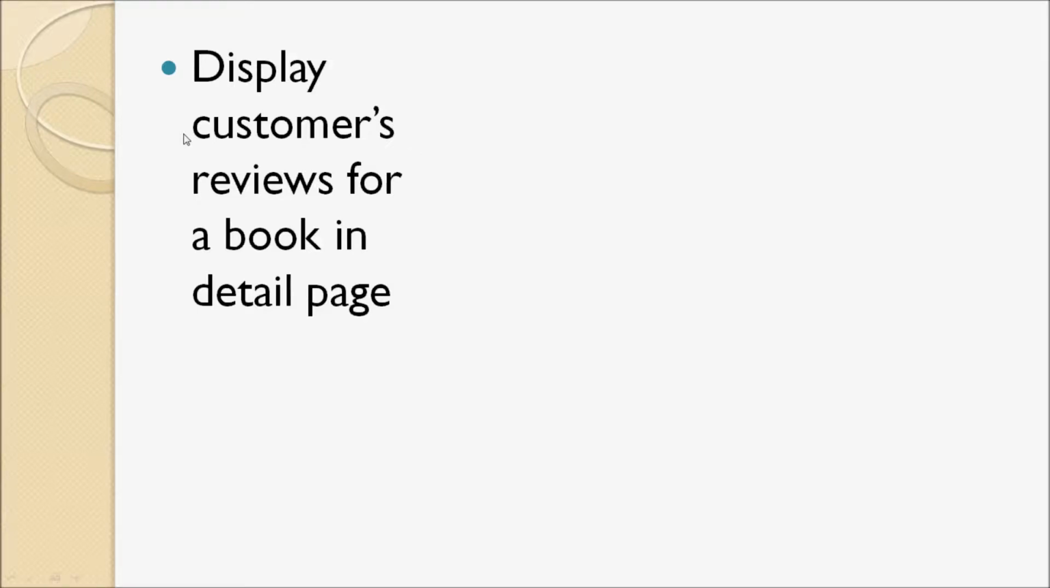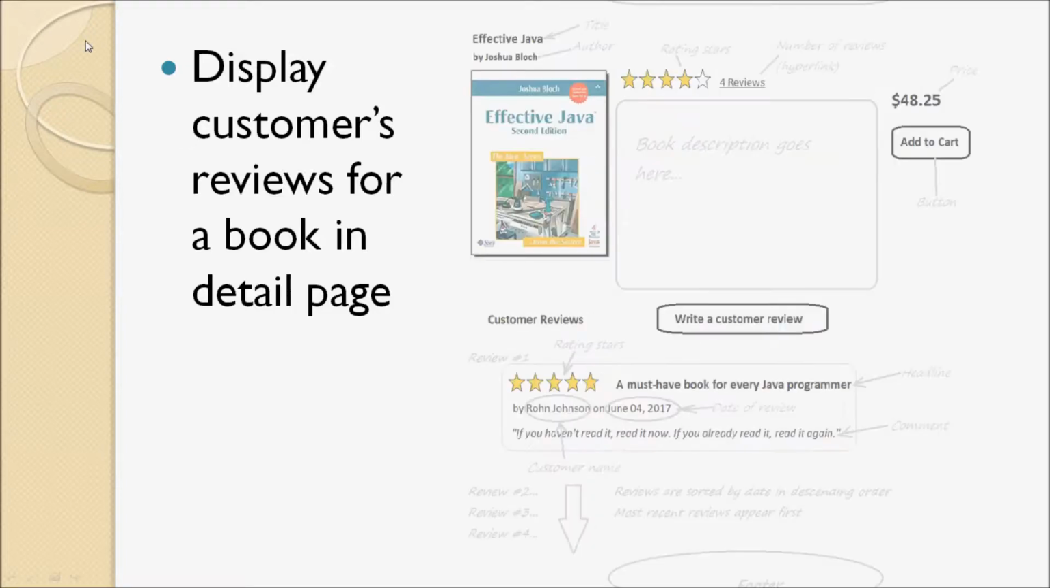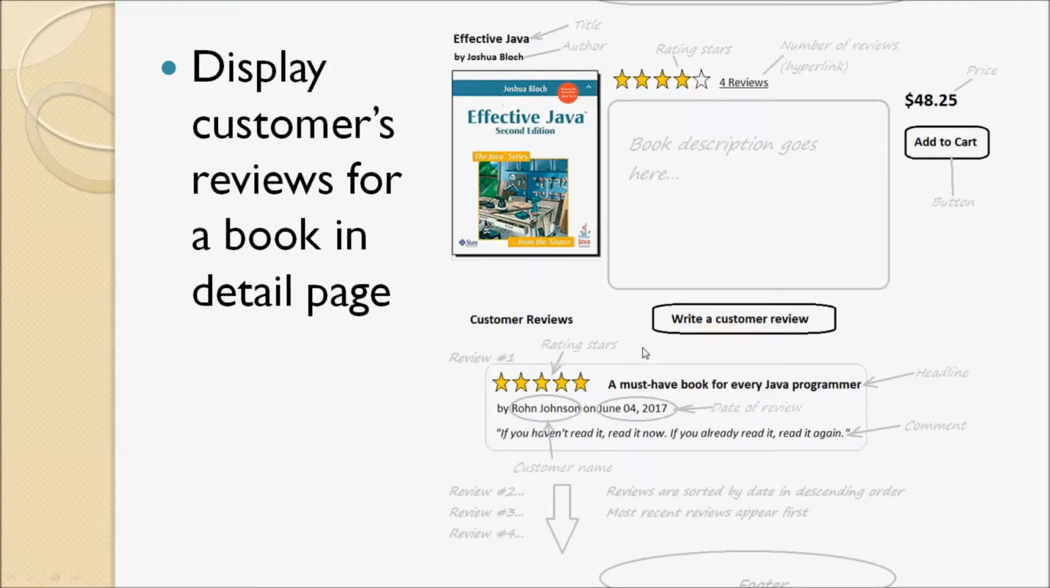Next, we will write code to display customers' reviews for a book in a detail page as per the user interface design here. You see, after the section for the book's information, we have the customer review section that lists all the reviews of the customers for this book.